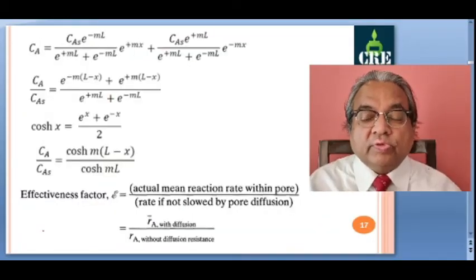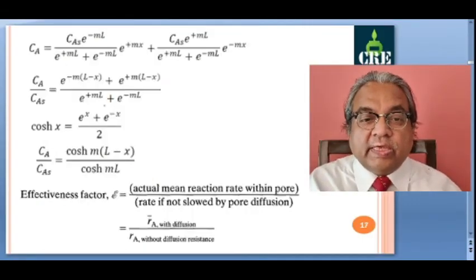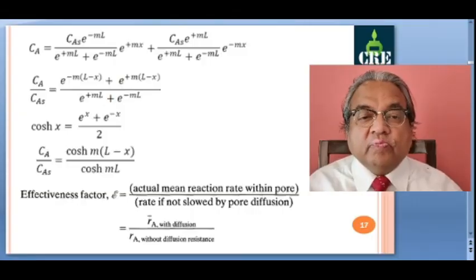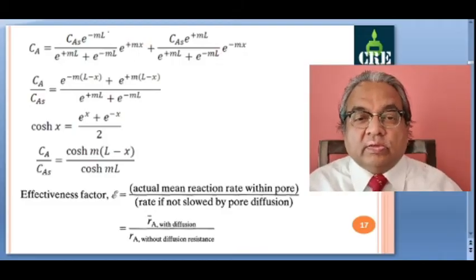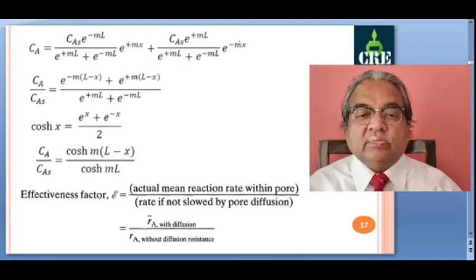Now I will substitute this in the solution. What is solution? Ca is equal to m1 into e raised to plus mx plus m2 into e raised to minus mx. So Ca is equal to m1 this value, e raised to minus ml into CAS, e raised to plus ml into CAS, and this m1 and m2 we have substituted e raised to plus mx and e raised to minus mx term.